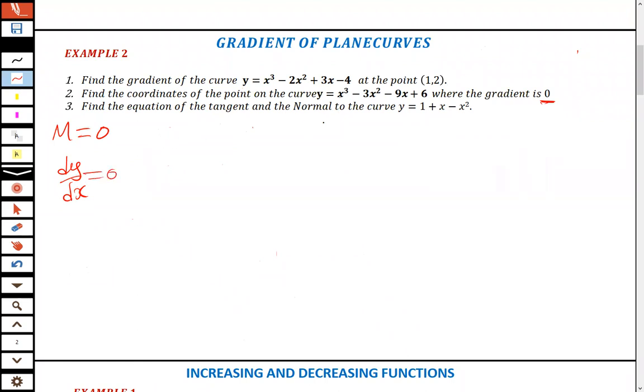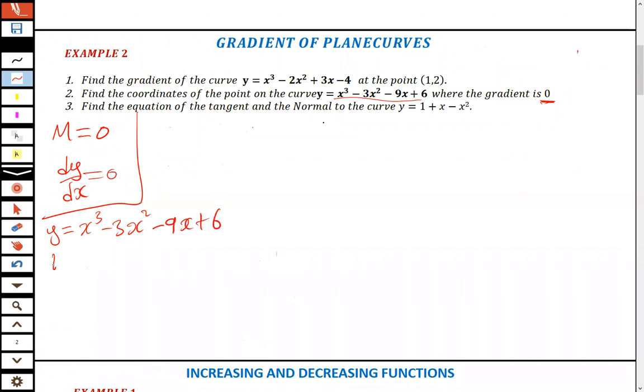So what we just need to do is find dy dx of this equation, and then after finding the derivative, we simply equate that answer to 0, and then we find the values of x. So they are asking us to find the coordinates of the point on which this curve has a gradient 0. So let me do this. Then we have the equation y is equal to x to the power 3, minus 3x squared, minus 9x plus 6.